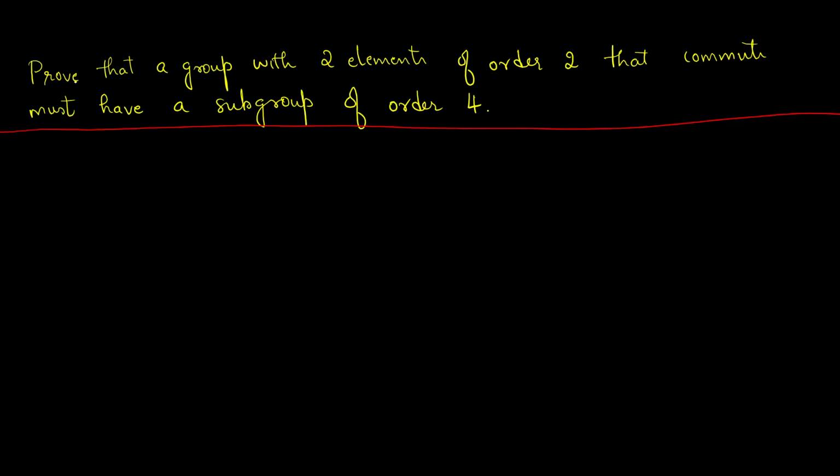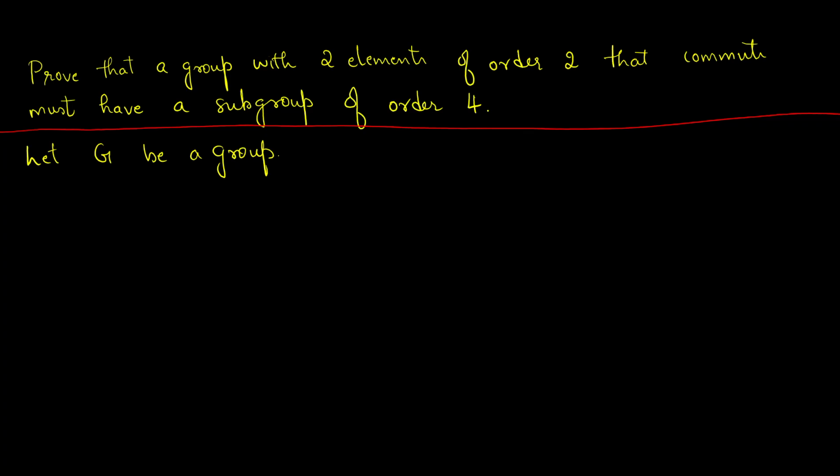Hello everyone. Here we are going to prove that a group with two elements of order 2 that commute must have a subgroup of order 4. Okay, so let G be a group. Here we are not assuming anything about the group G. Group G could be finite, infinite, it could be abelian, non-abelian, whatever it is.